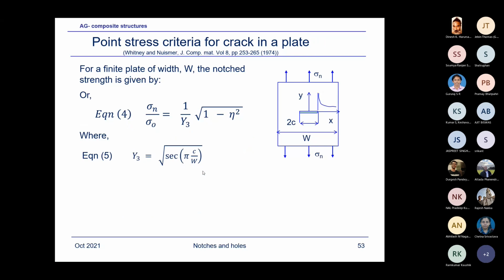Now, normally what will happen in the structure, you don't have the infinite plate, that is, the crack is not small enough compared to the size of the plate. So you have to apply a finite boundary correction factor, and we call that the configuration factor or finite width correction factor. I've written it as Y3, just to differentiate from the other configuration factors for the hole. So Y3 is under root sec pi C by W.